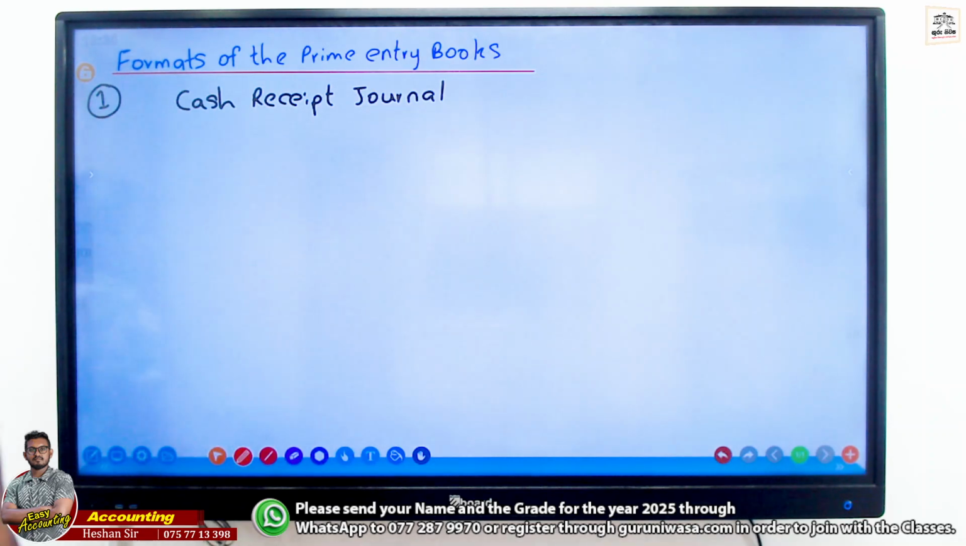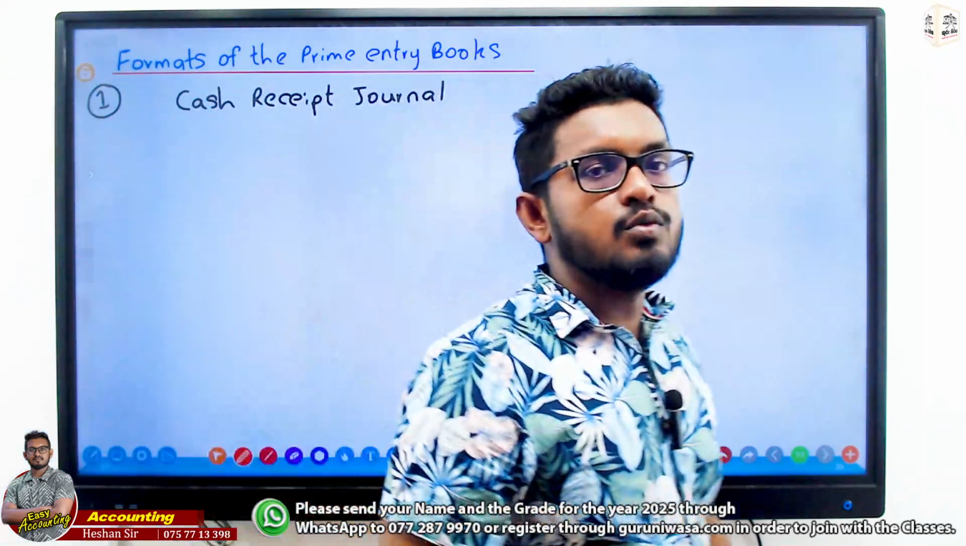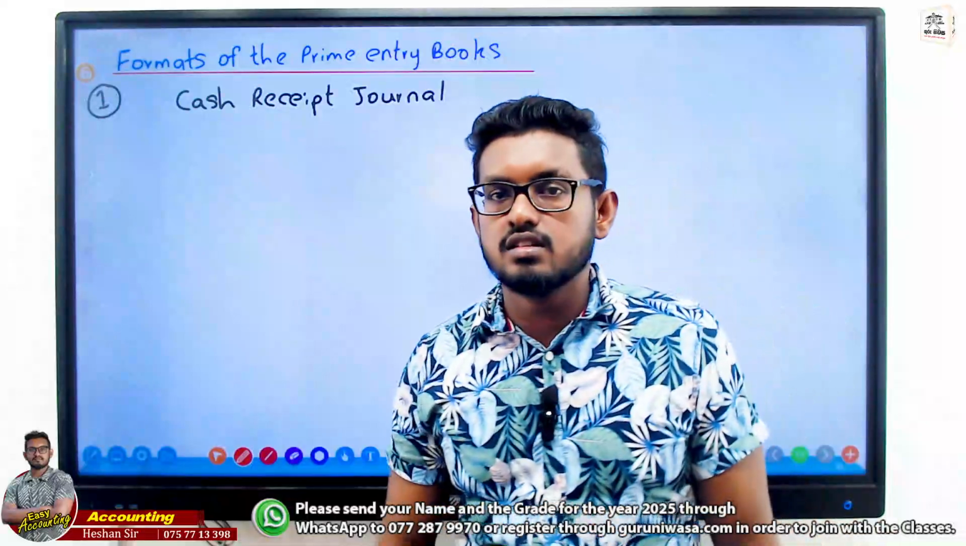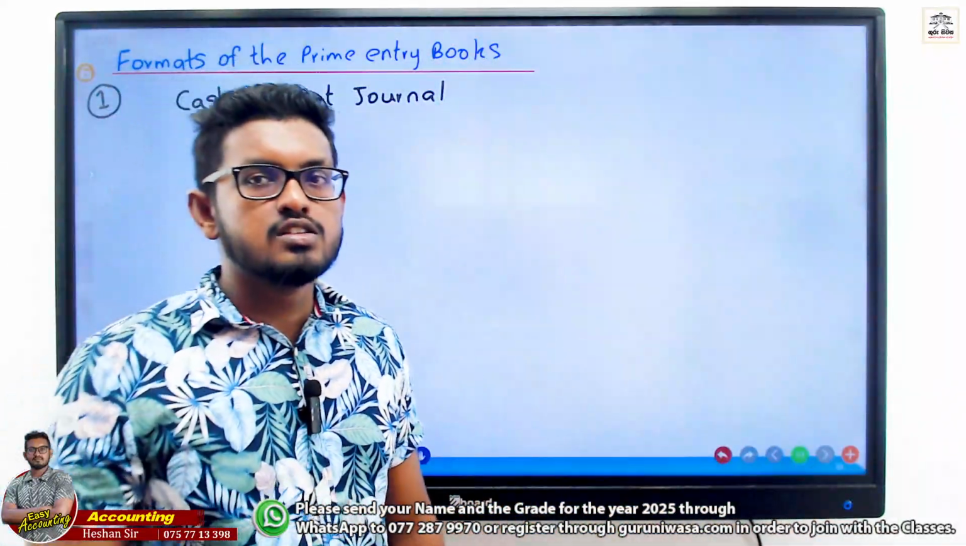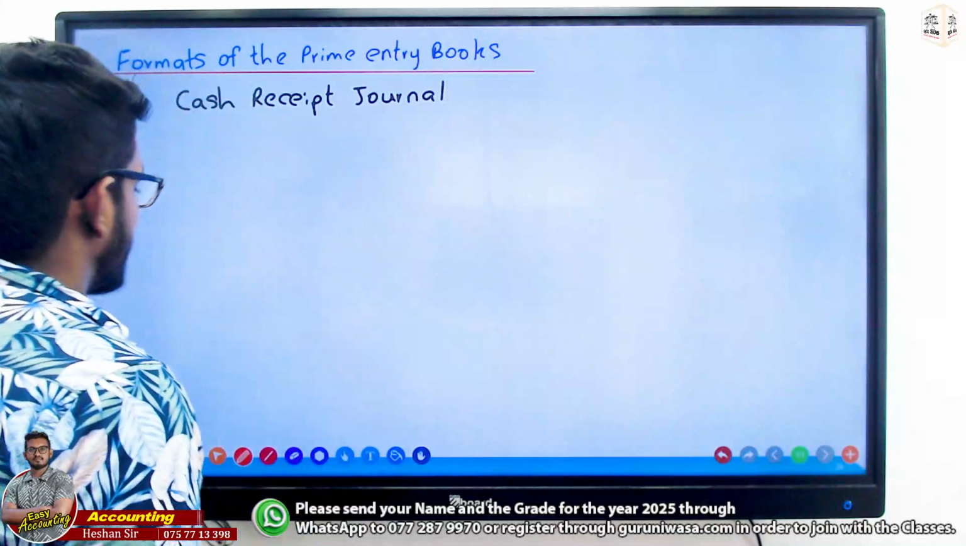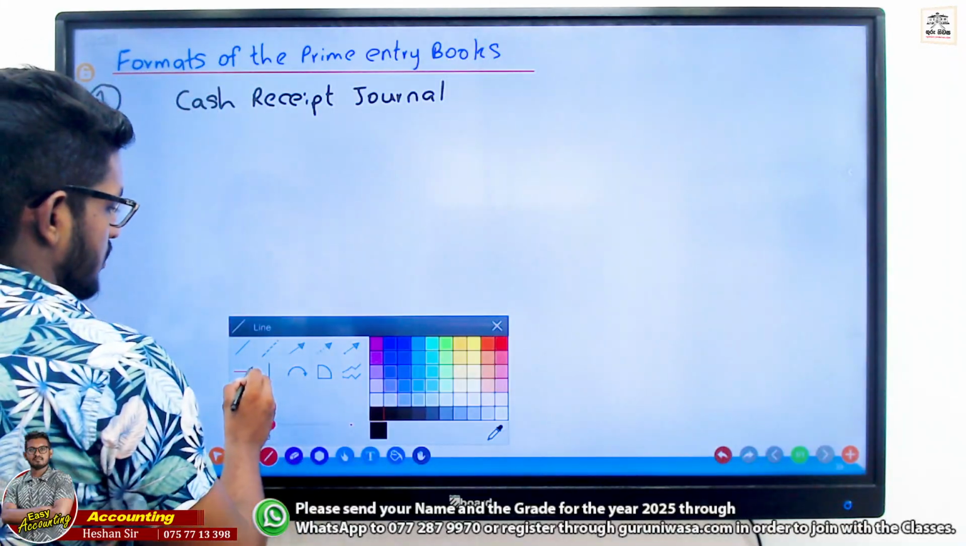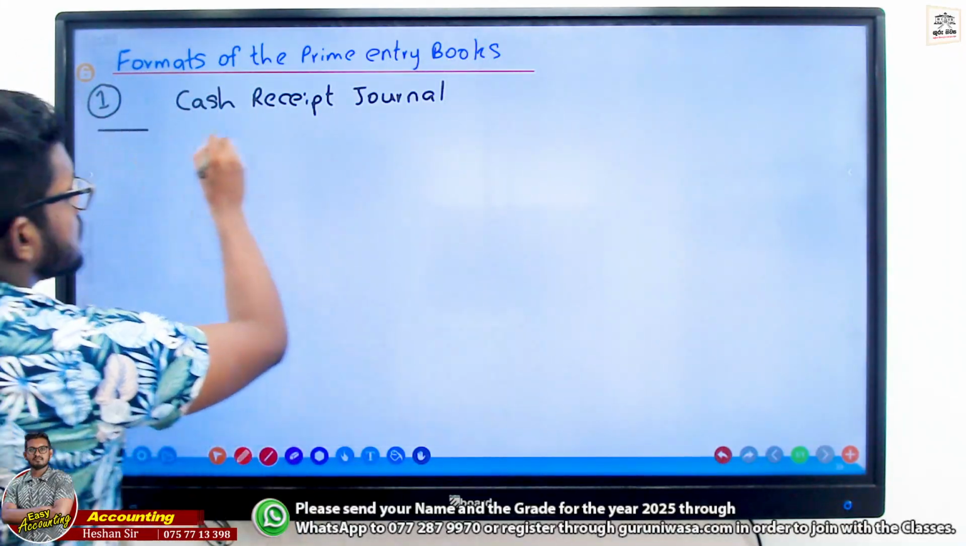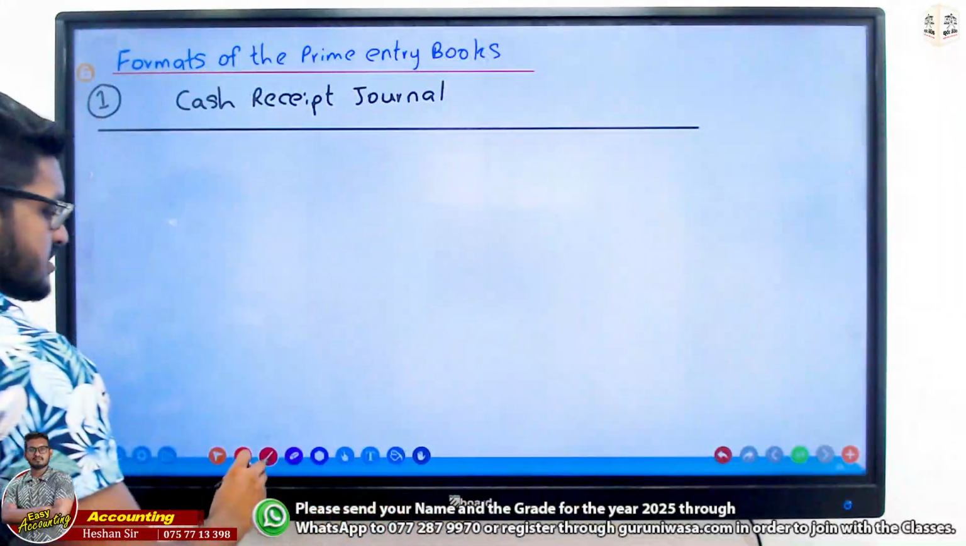You know, in A levels, all the primary books perform only the primary book function, not performing the ledger account function. So both double entries should be recorded in the ledger accounts, right? This is the format of the cash receipt journal.